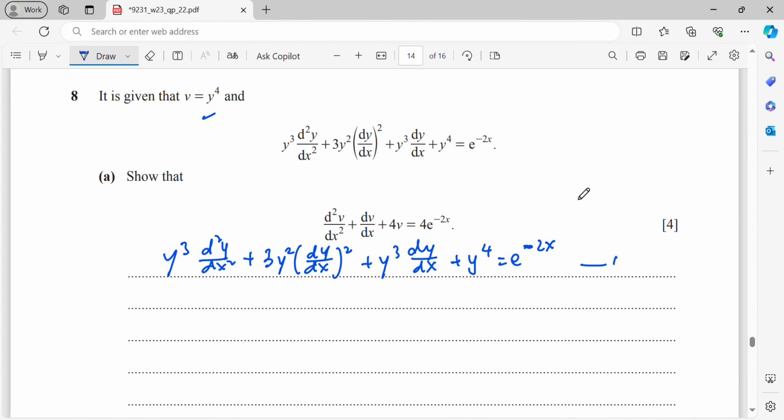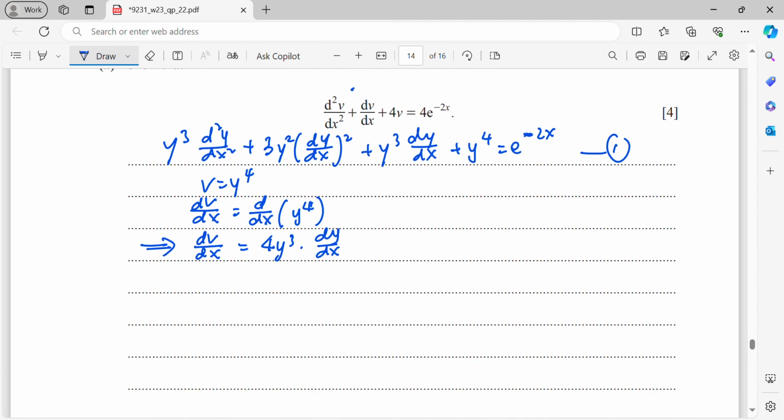Let this be the first equation. Now my v equals to y to the power 4. So when I need to get dv over dx, basically you are differentiating y to the power 4 with respect to x. That is the same as 4y cubed. You differentiate with respect to y first, then you times dy over dx. This is your dv over dx.